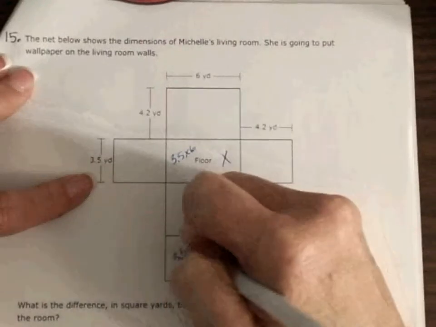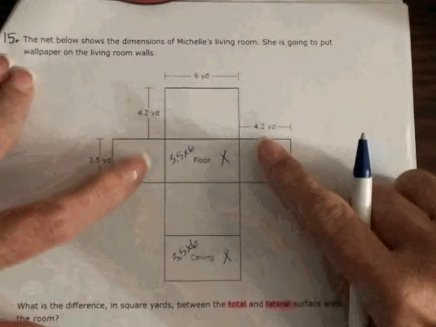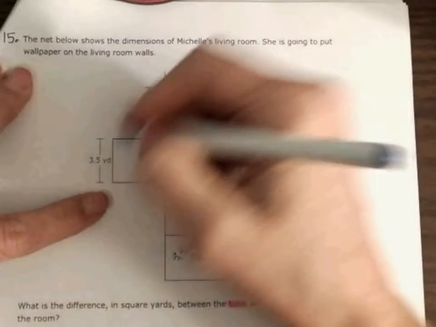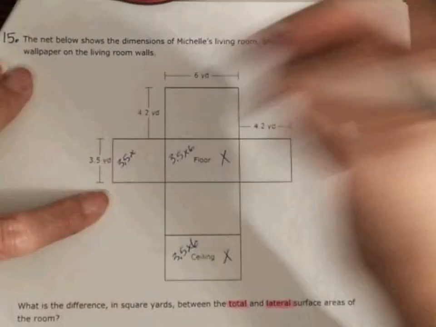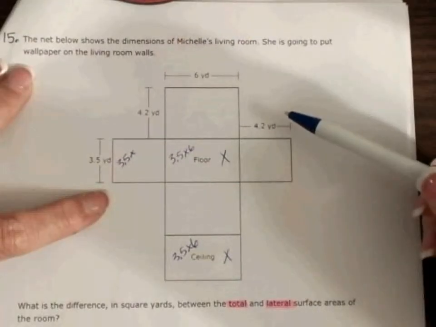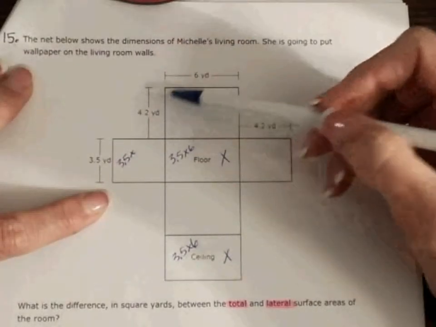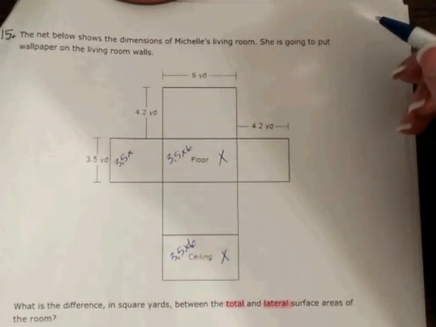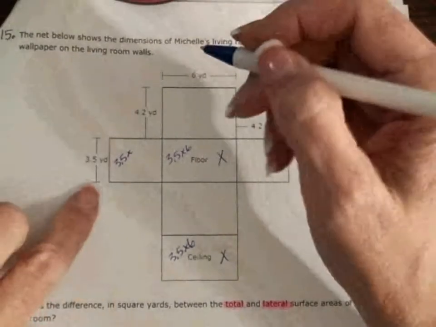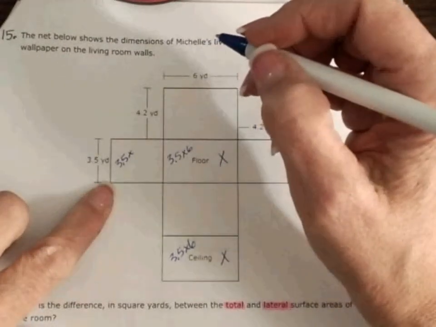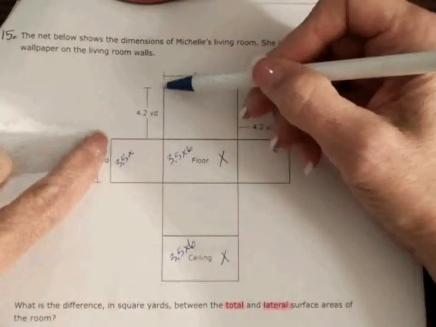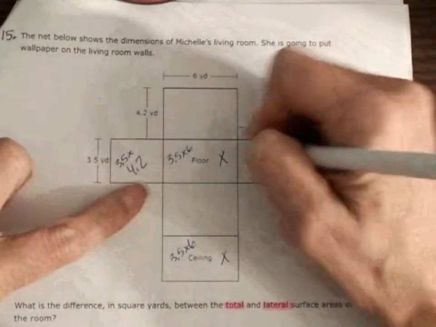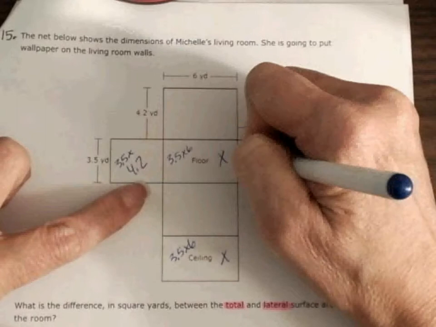Because when this folds up, these two sides go together. And then this one over here is the same. Okay. Then we have our other walls, and they are 4.2 times 6, 4.2 times 6. Okay, calculate with our wall, and we have 4.2 times 6.